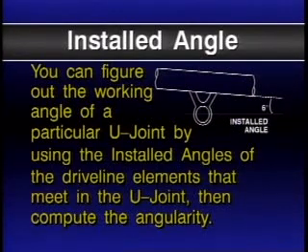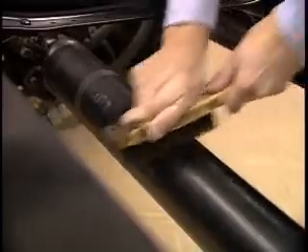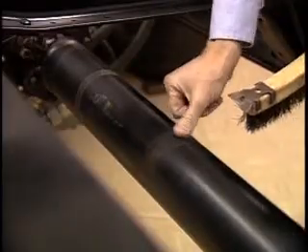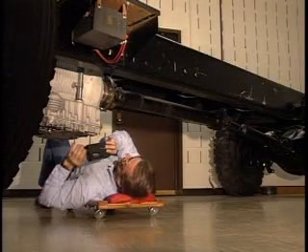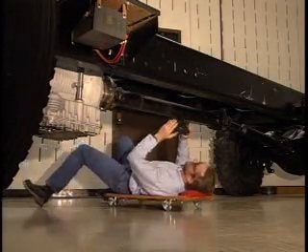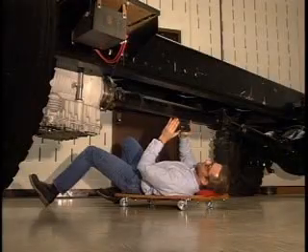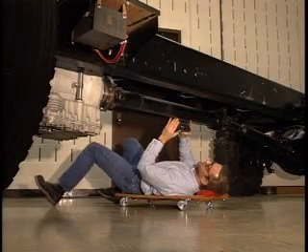You can figure out the working angle of a particular U-joint by using the installed angles of the driveline elements that meet in the U-joint, then compute the angularity. Before taking each reading, clean off spots on each element. Then begin with the angle of the transmission. Use an inclinometer to determine the installed angle of each driveline element, starting with the transmission and working toward the rear.